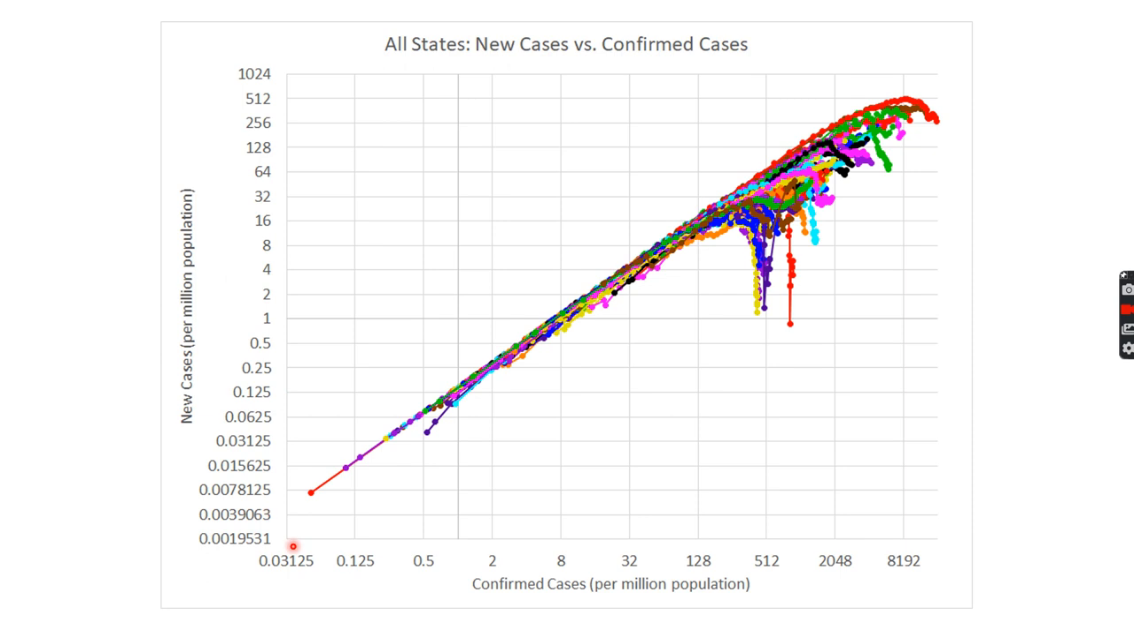And the reason I set up these particular data series for these axes is because new cases, when it's unmitigated growth, are very, very strongly determined by the level of confirmed cases. Essentially, when it's unmitigated growth, the strongest variable to determine what new cases will be is confirmed cases.